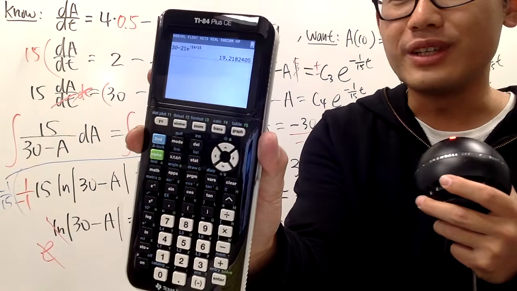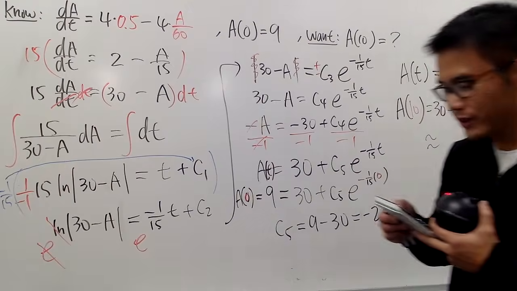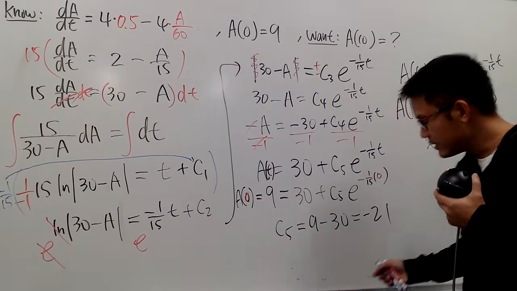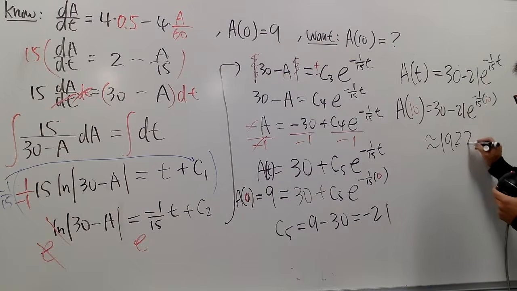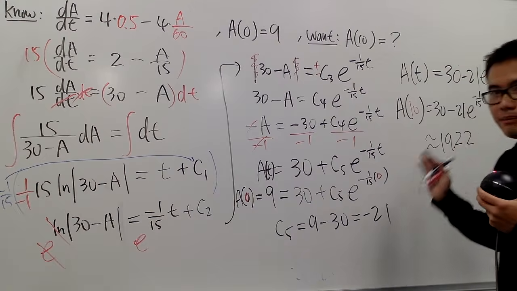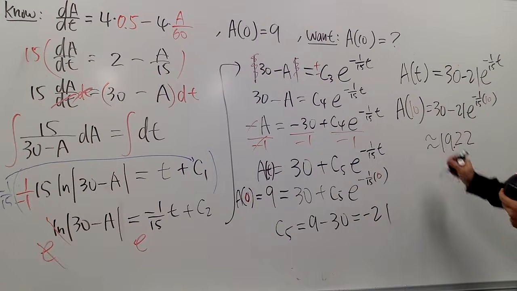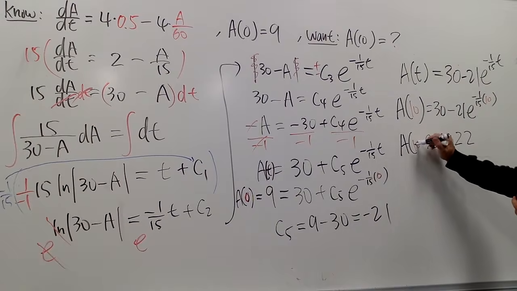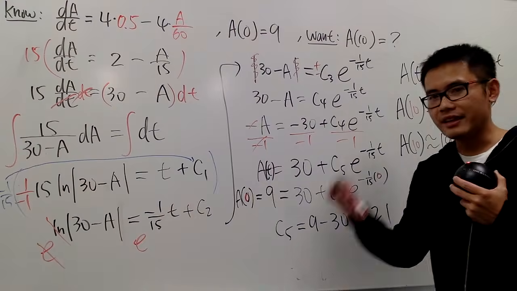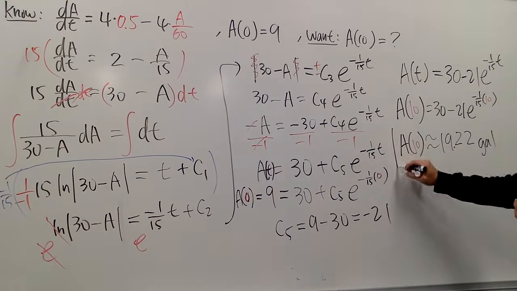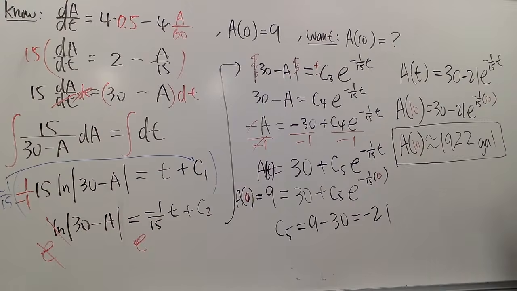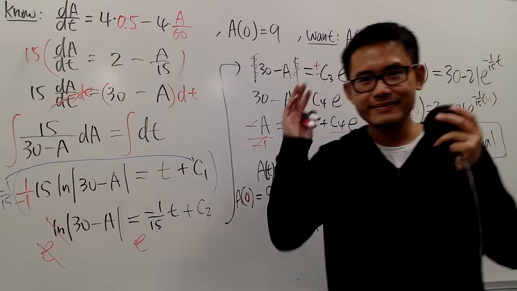19.218, and then you have the rest, of course. Suppose we're just going to round it to the nearest hundredths place. So I can tell you this is approximately 19.22. And remember, the amount is in terms of gallons. So after 10 minutes, the amount of alcohol that we have in the tank is approximately 19.22 gallons. And here we are done like this. That's it. So good.